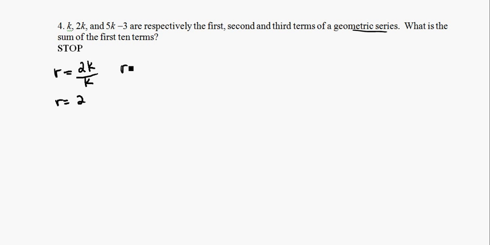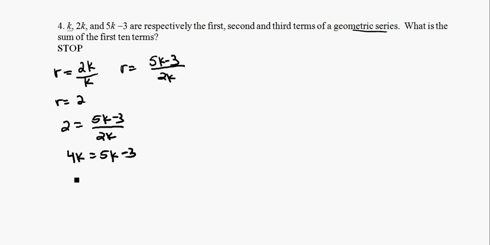So we need to also use that the common ratio is also equal to the quotient of these two terms, which is 5k minus 3 over 2k. Since these two are both from the same sequence, the common ratios must be equal to each other. So we're going to let 2 equal 5k minus 3 over 2k. Cross multiplying, I get 4k equals 5k minus 3. Subtract 5k gives me negative k equals negative 3, so k is equal to 3.